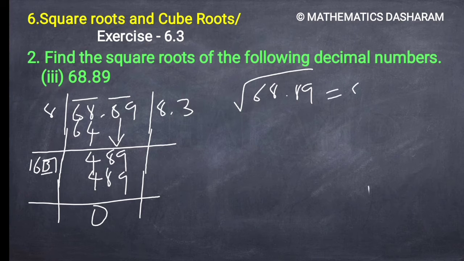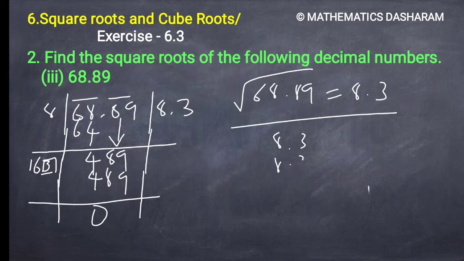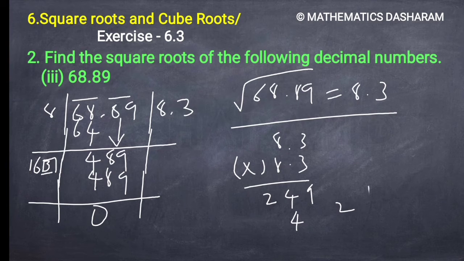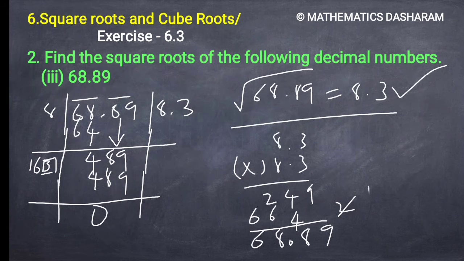Therefore the square root of 68.89 equals 8.3. Here 8.3 into 8.3, let us verify. 3 threes are 9, 3 eights are 24, 3 eights are 24, 2 carry, 8 eights are 64 plus 2 is 66. So 68.89, so our answer is correct.